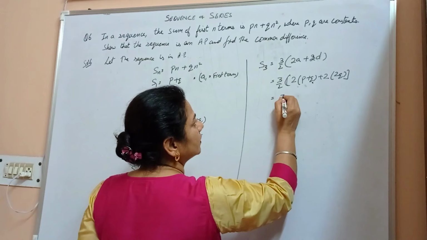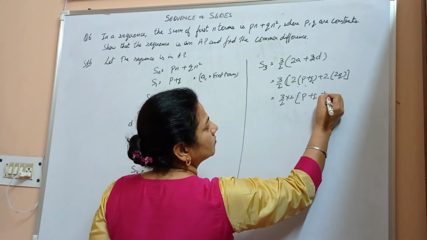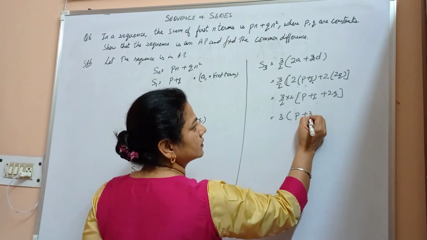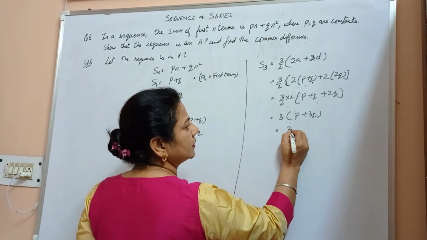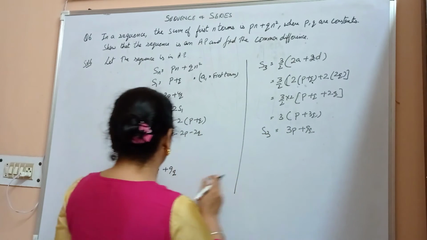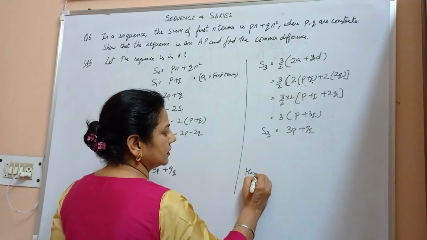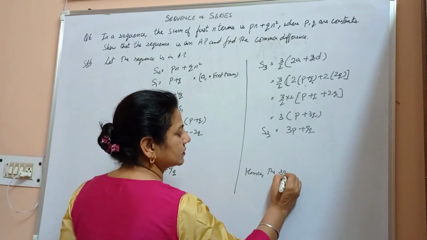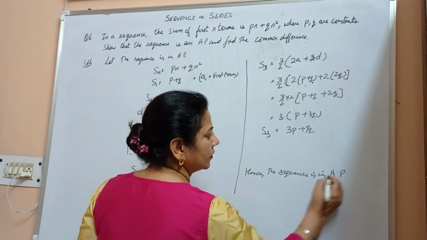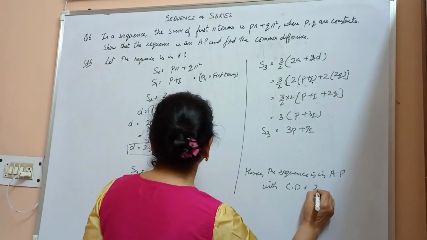So I take 2 common, 3 by 2 into 2, and I am left with P plus Q plus 2Q. So 3 times (P plus 3Q) gives 3P plus 9Q, which is my third term. And here we can say that the third term is the same. So hence we can say that the sequence is in AP with common difference equal to 2Q.